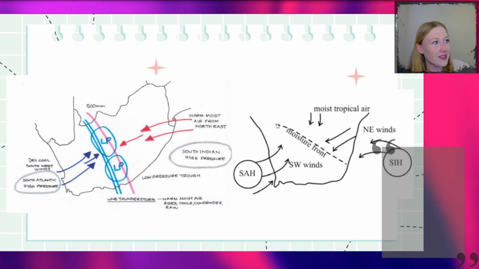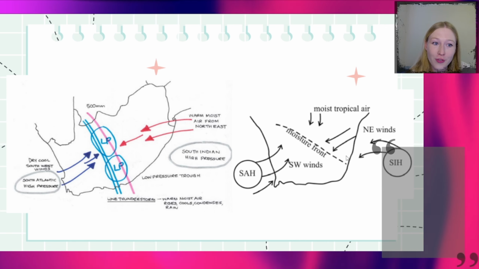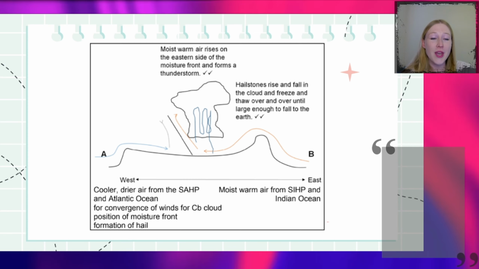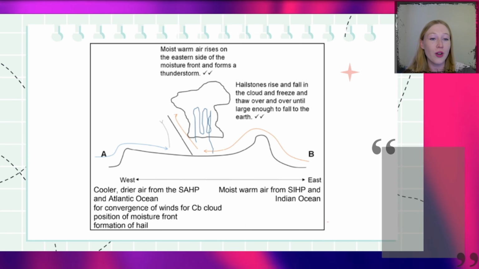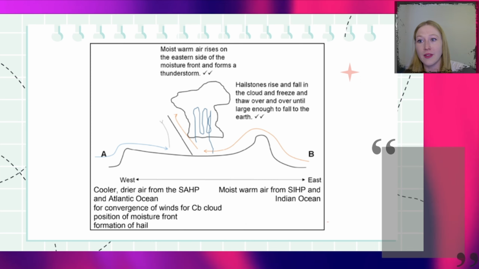Okay, now it's the same thing. Moisture front, wind blowing in from the high pressure, blowing towards the low pressure, converging, thunderstorms. They might just ask you to draw a cross section. If they ask for a cross section, it will look something more like this.